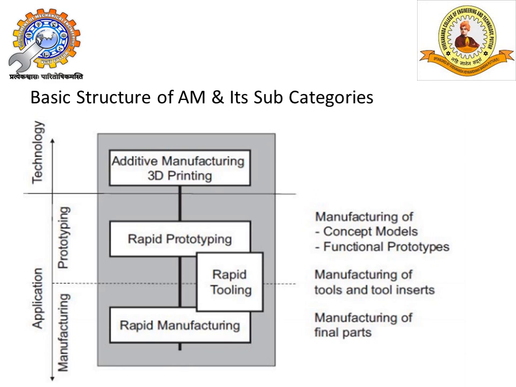But in between rapid prototyping and rapid manufacturing, we have rapid tooling. Rapid tooling is nothing but the manufacturing of tools and tool inserts, which is a very important part of manufacturing preparation. It is referred in the literature that about 30% of the total productive time is spent on producing the tool. So by using rapid prototyping, people earlier used it for building the tooling.